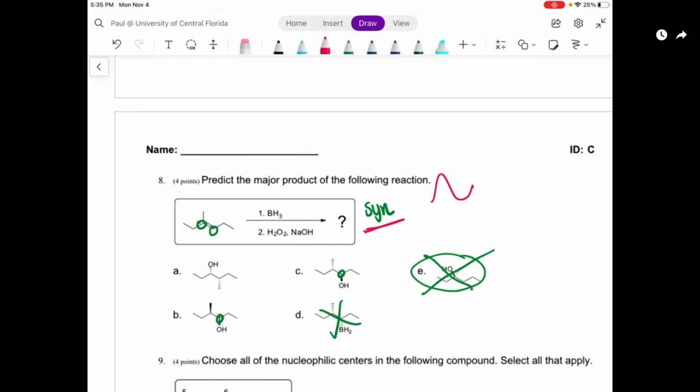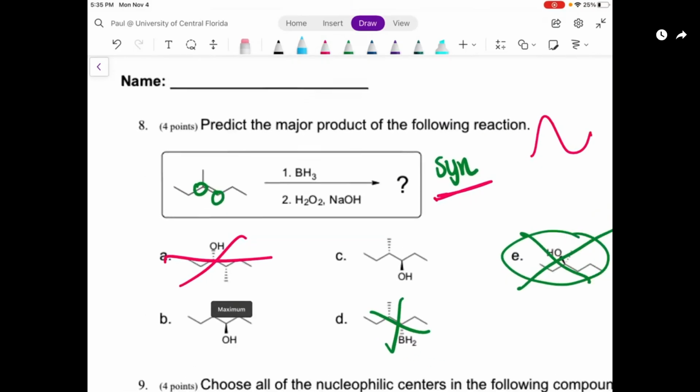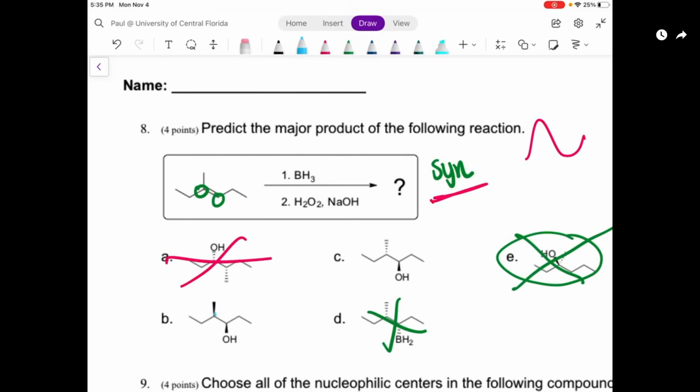And then it says it has to be syn. So that one's off the table. So now we're just down to 2, C and B. How did the alcohol and the hydrogen get added? So if we zoom in here, that's a dashed hydrogen. So that's a wedge, that's a dash, so that's anti-addition. And then this one is a wedged hydrogen, wedge, wedge, syn. So that's our answer.